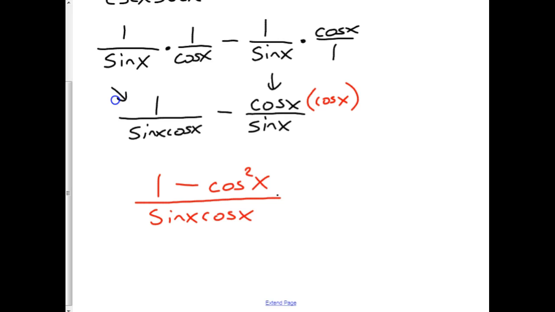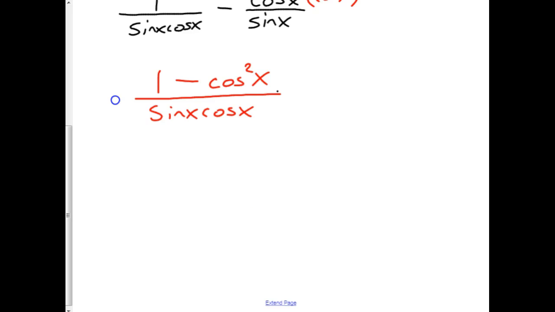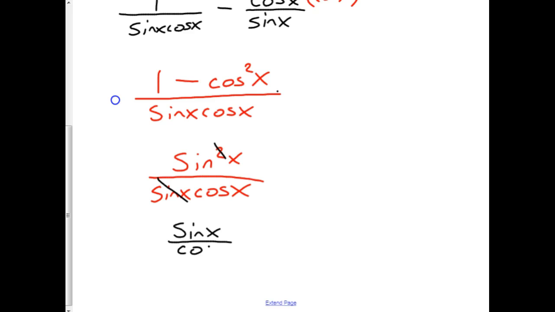Okay. Well, what is 1 minus cosine squared x? That's one of our identities, right? When I see that square, I'm thinking identity, okay? One of those Pythagorean identities. That is sine squared x divided by sine x cosine x, just like this. One of my sines will cancel, so I'm left with sine x over cosine x, which happens to be tangent x. It's kind of an ugly T. Anyways.